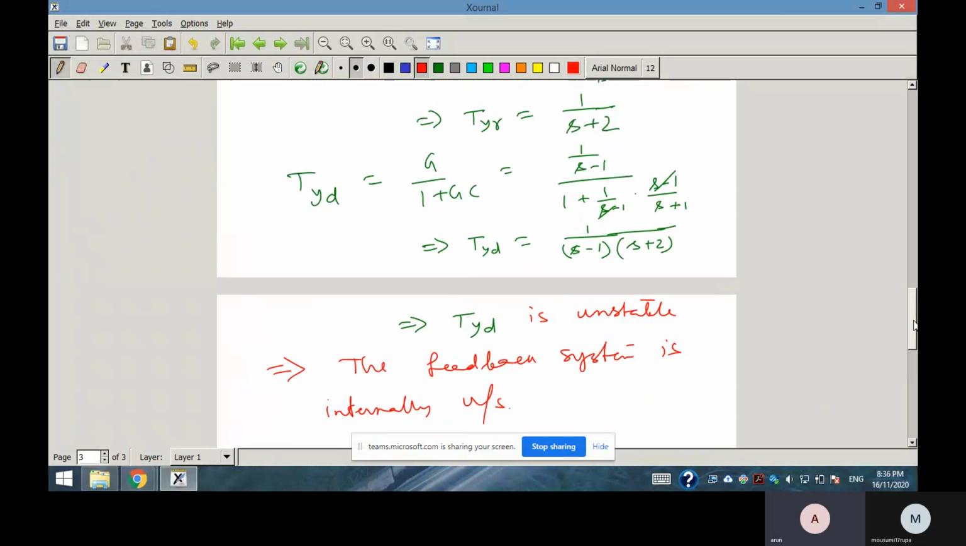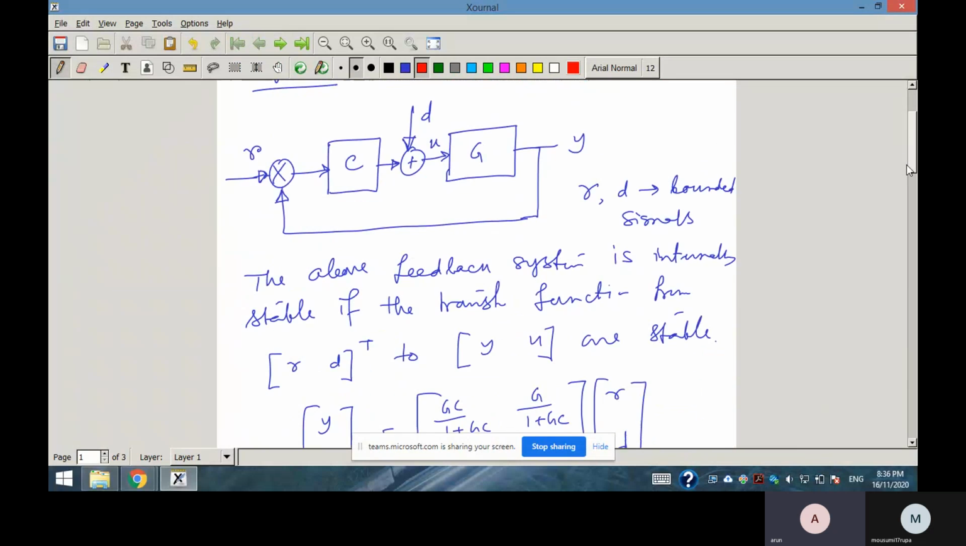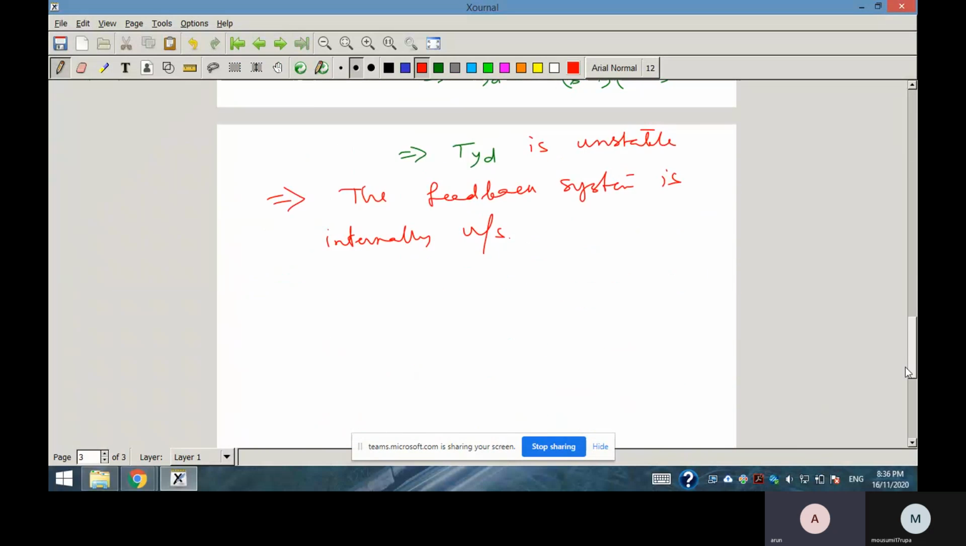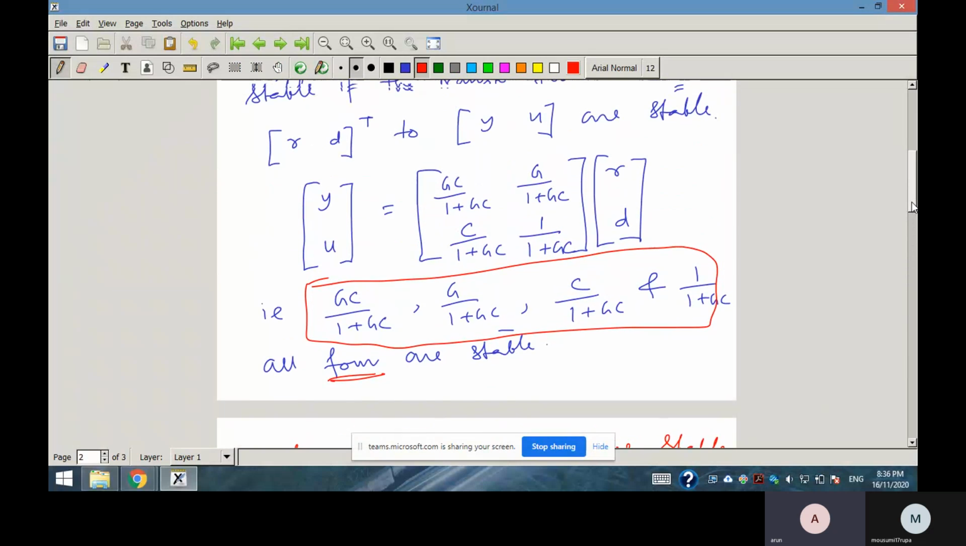That means if you give only some state reference input, you will not be able to identify whether the system is internally unstable or not. So for the system that I have considered in the example, if you just give a step input, a step disturbance input, then you will see the output will diverge. That means the system is not internally stable.